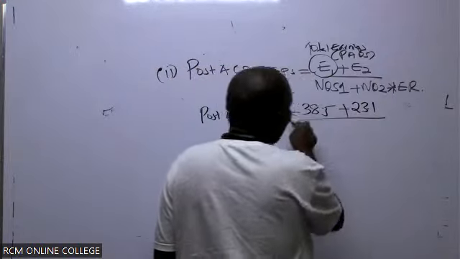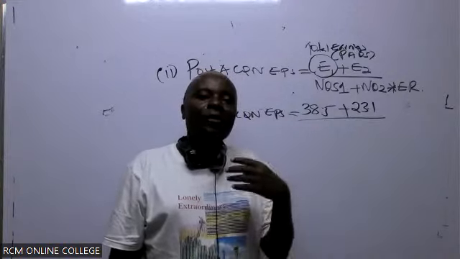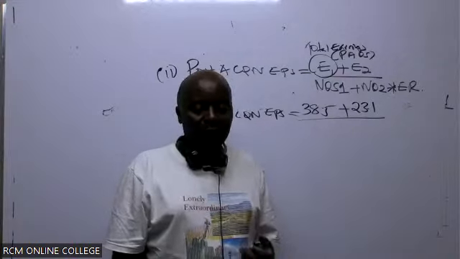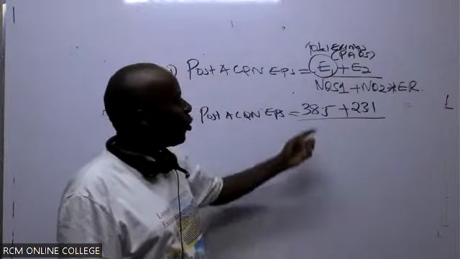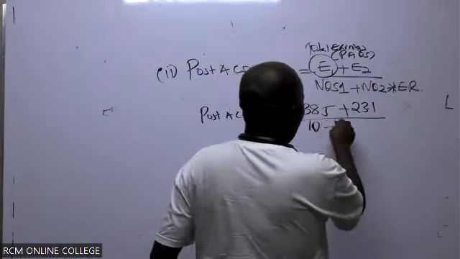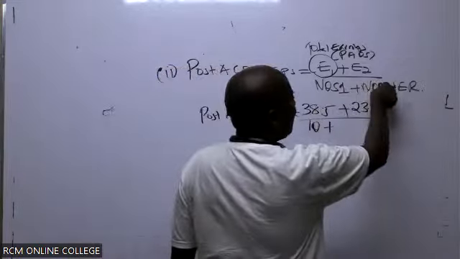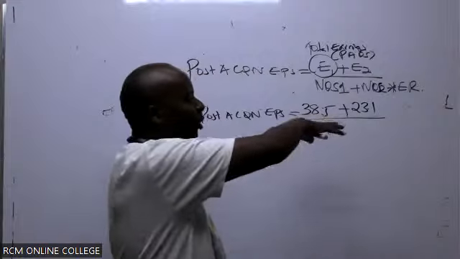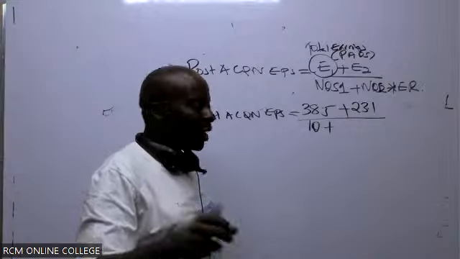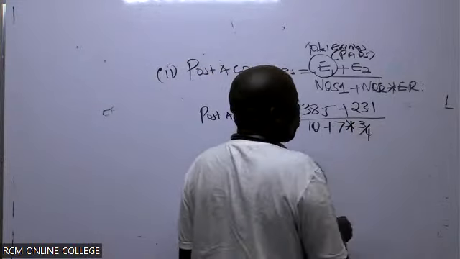All over the number of ordinary shares. There is a place where they have given us the number of ordinary shares issued. So the number of ordinary shares issued for Kubwa, somebody is telling me it is 10, plus NOS 2, the number of ordinary shares of the second company, which is 7, times this exchange ratio, which is 3/4.